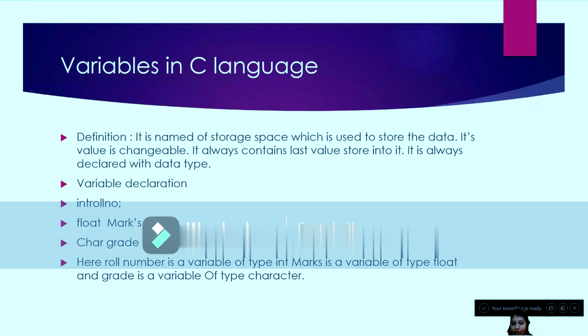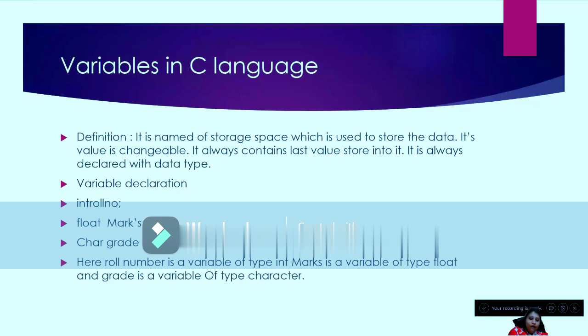Variable declaration: int roll number, float marks, char grade. Int is integer, where we are going to store integer values. We cannot store floating point values like decimal numbers in it. Float is where we can store numbers with decimal points. Character is like a single quote, special characters like ampersand, multiplication, dollar, at, hash. These are all called characters. Character is declared in single quotes.